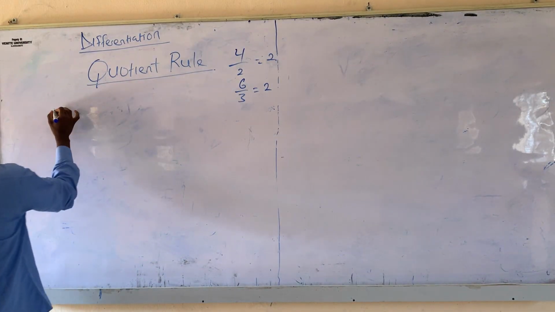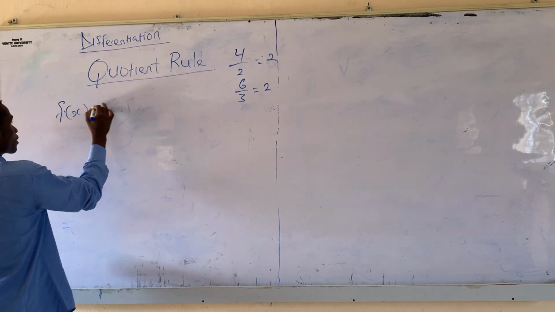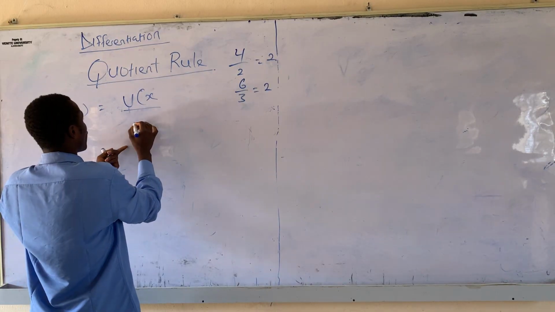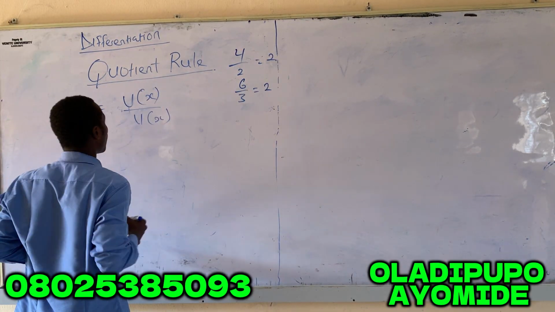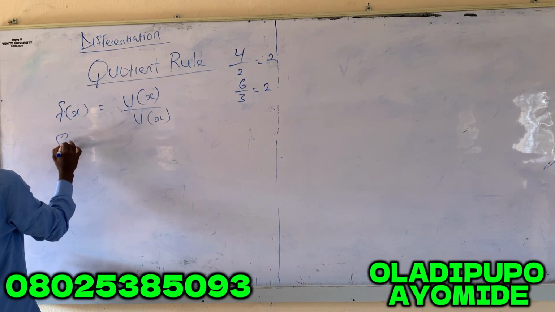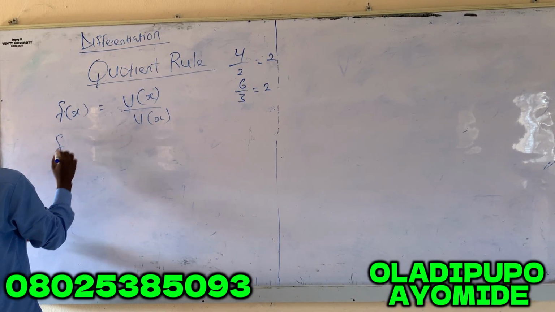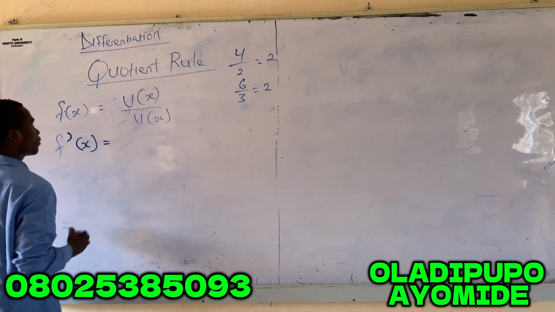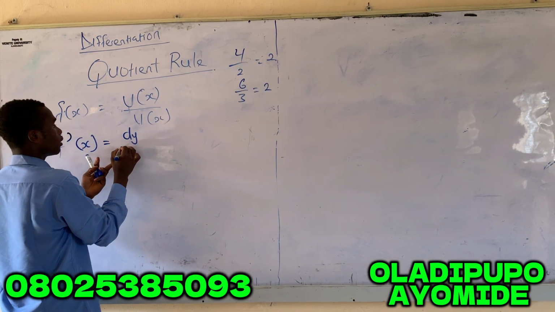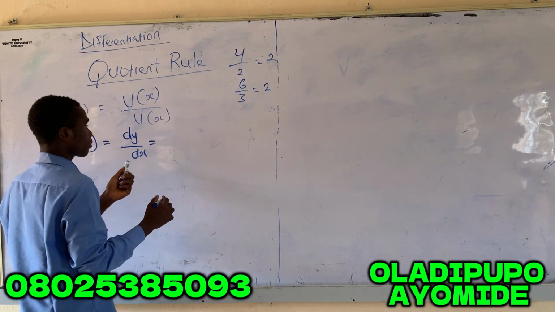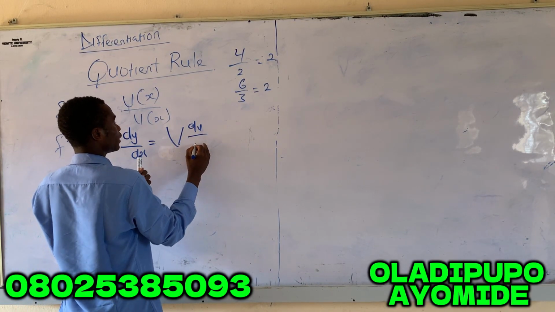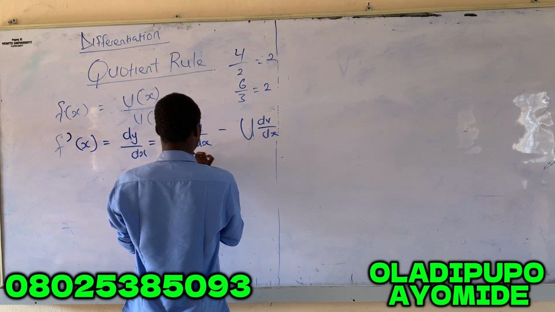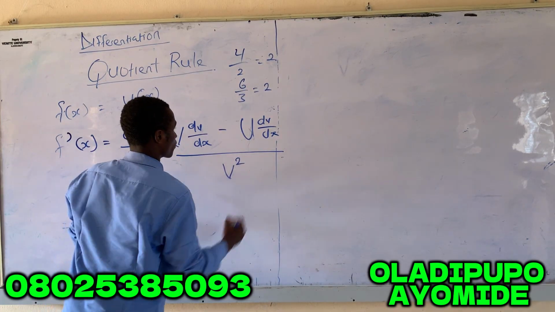Given that f of x is equal to u of x all over v of x, then we can say f prime of x, which can also be written as dy over dx, is equal to v du over dx minus u dv over dx, all over v squared.